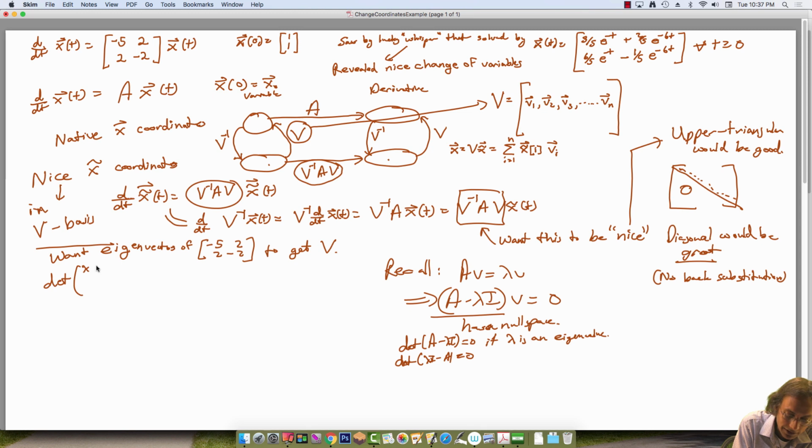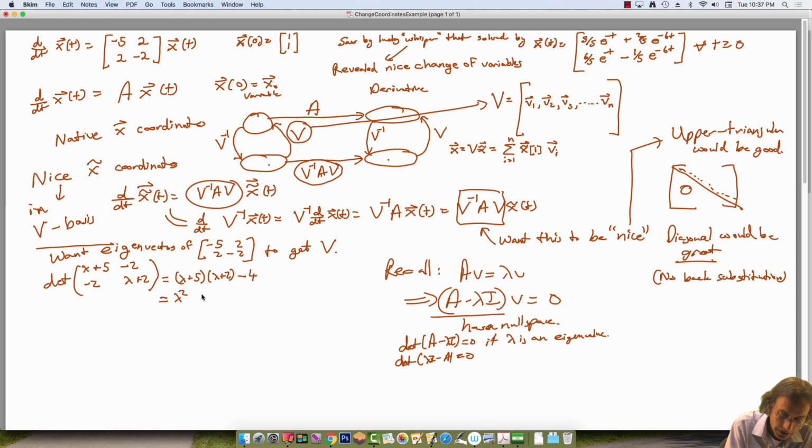Let's look at [lambda plus 5, negative 2; negative 2, lambda plus 2]. I'm subtracting A, remember. Let's look at the determinant of this. Well, for the 2 by 2 case in 16A, you worked out what the formula is. In general, we'll talk about how you can compute it in another lecture. So in this case, we multiply the entries on the diagonal and subtract the product of the off-diagonal entries.